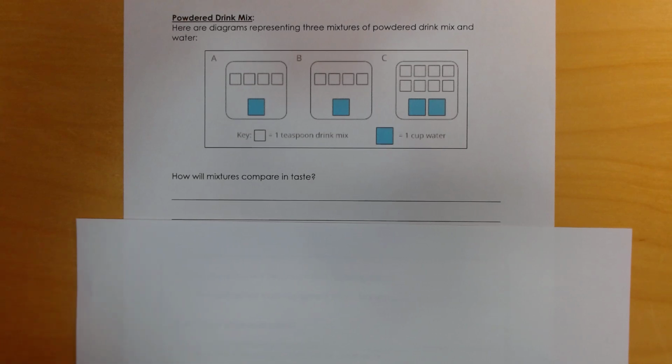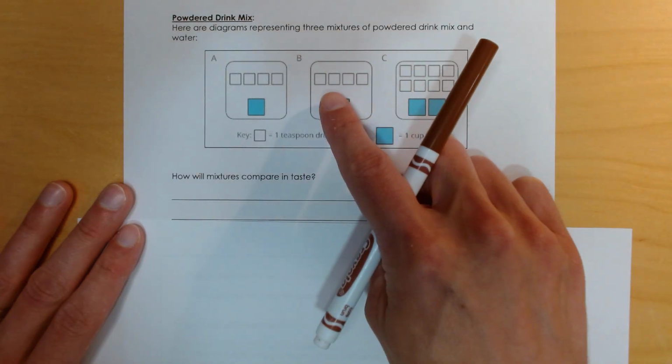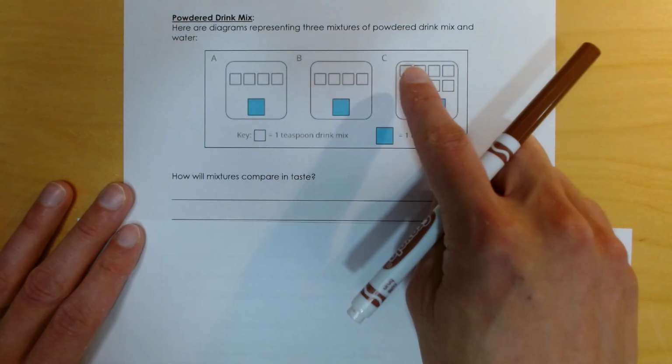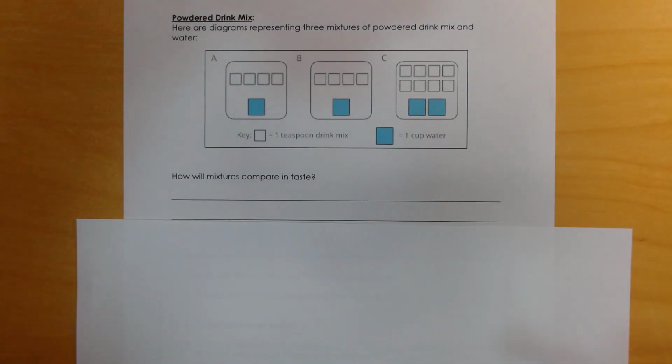But how would C compare to A and B? Would it taste stronger, taste weaker, or would it taste the same? Now, at first glance, you might see that everything here is more, right? Everything is doubled, it looks like, compared to our original ones. So I had 4-1, now I have 8-2. So my first inclination would be, hey, it's going to taste stronger.